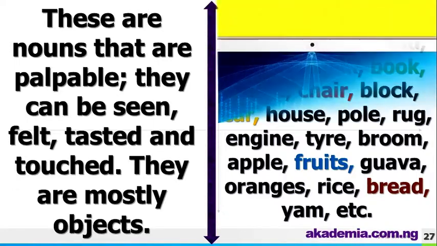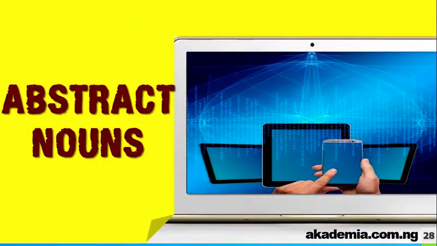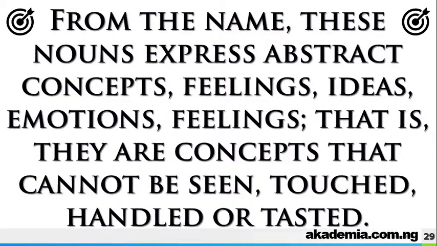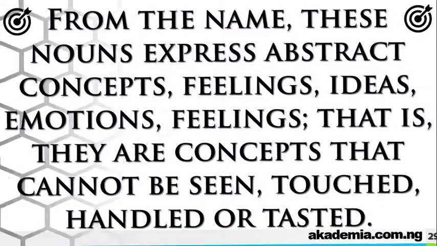Now let's go on to look at another type of nouns. We have the abstract nouns. These types of nouns, they are the direct opposite of the concrete nouns. These are nouns that express abstract concepts, feelings, ideas, emotions. They are concepts that we cannot see, concepts that we cannot touch, concepts that we cannot taste or handle. They are abstract in nature.